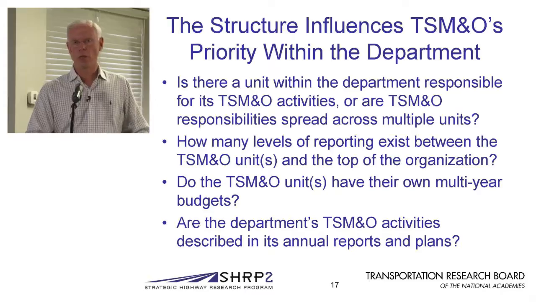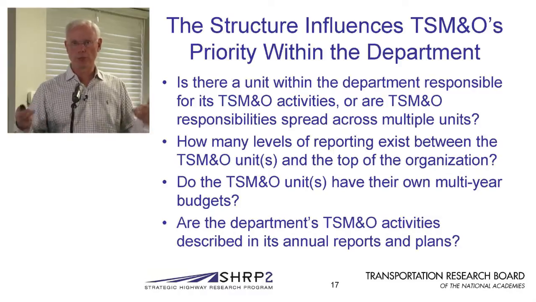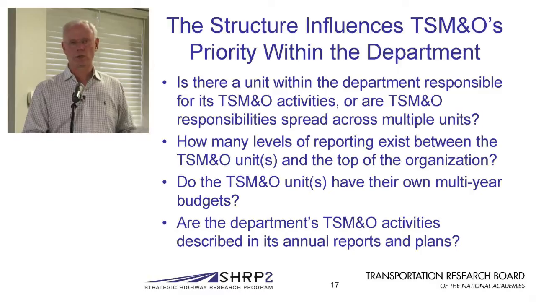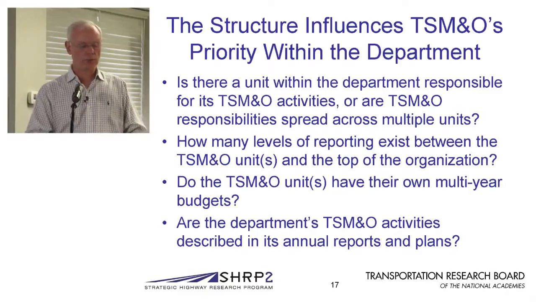Is there a TSM&O line item budget someplace that covers at least a lot of what goes on within the TSM&O program? And is there accountability? Is there something that is reporting on annual TSM&O activities, maybe how much money was spent, maybe what was accomplished, benefits to motorists? Is it visible? Is there something that talks about TSM&O? All of that reflects on the position of TSM&O within an organization.